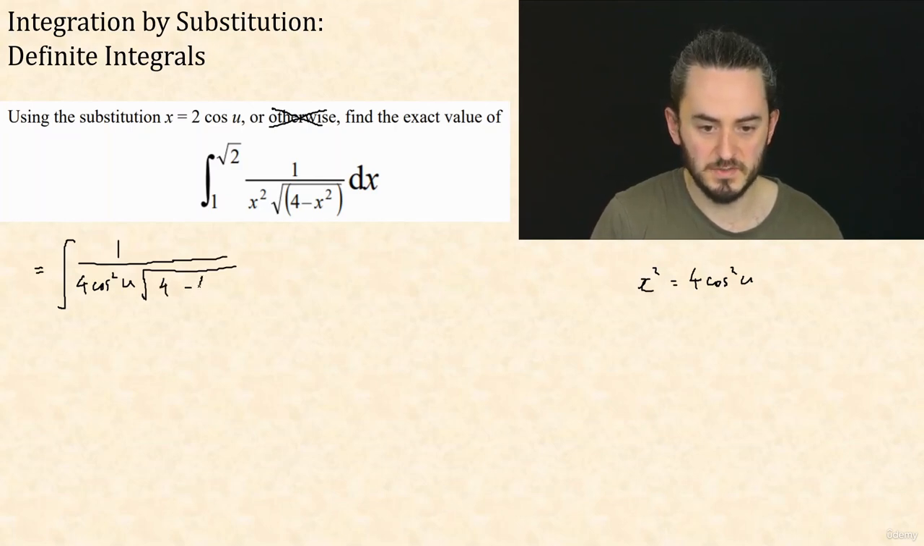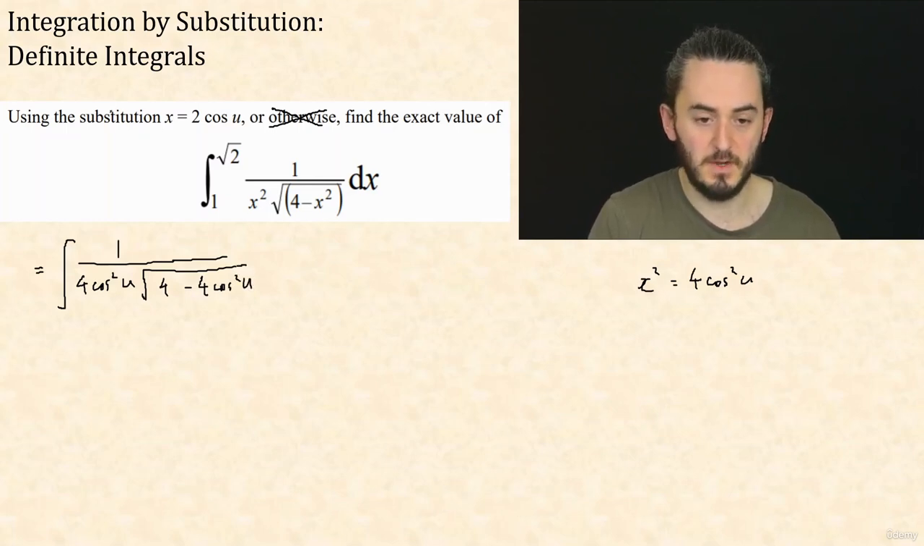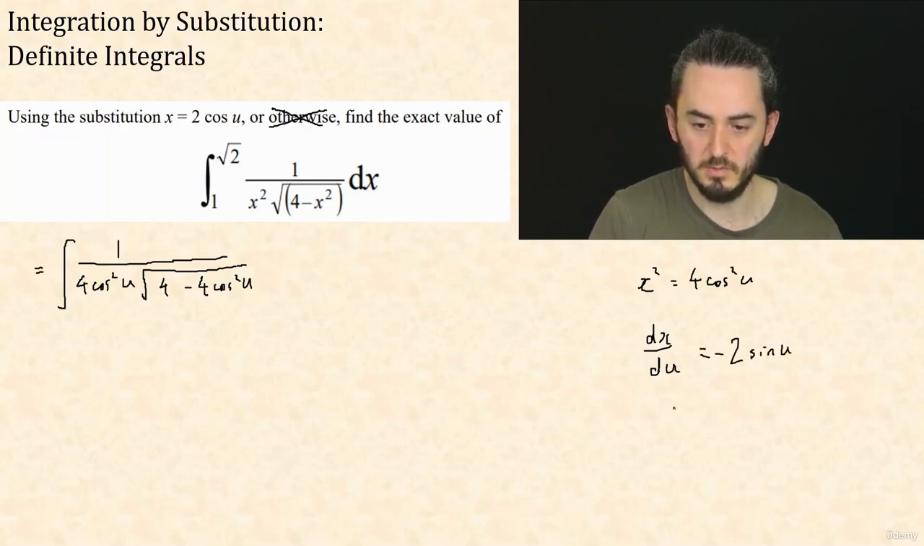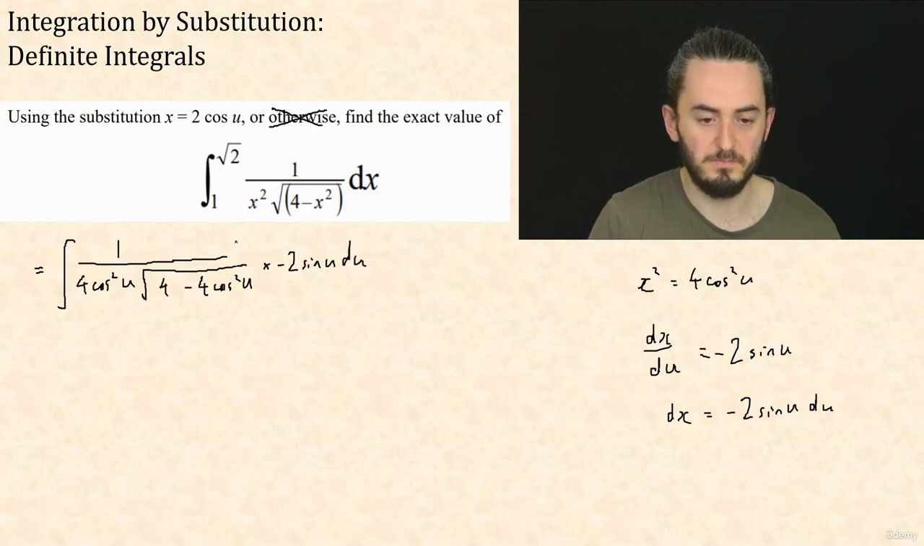So 4 minus 4 cos squared u. And then I want to replace the dx with a du, so I find that by differentiating my original function. Differentiating my original substitution, dx by du is minus 2 sine u, which means that dx needs to be replaced with minus 2 sine u du. So that's what goes over here, times minus 2 sine u du.